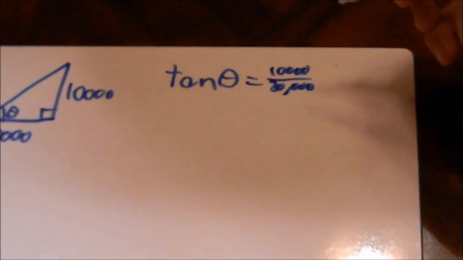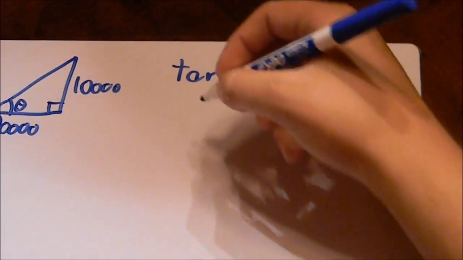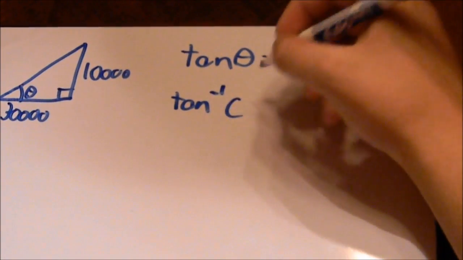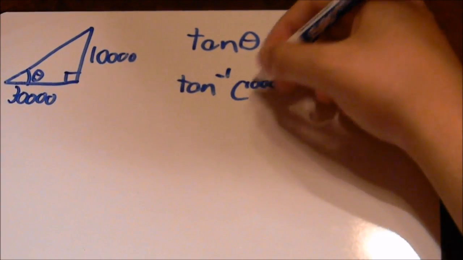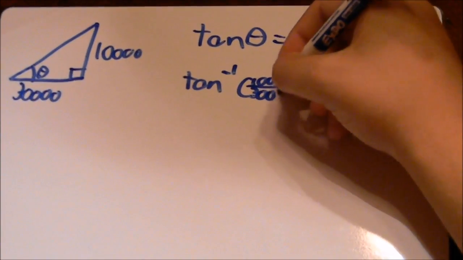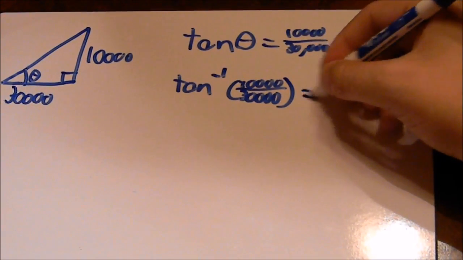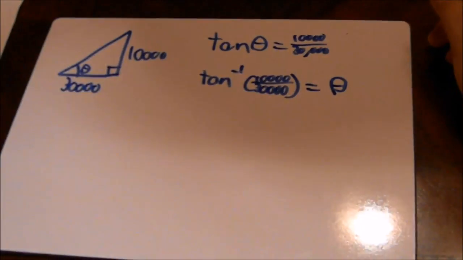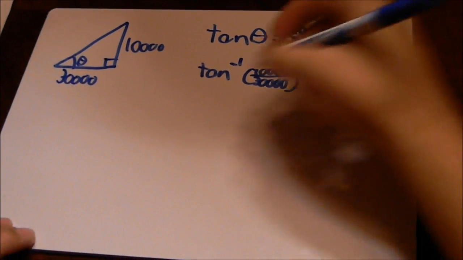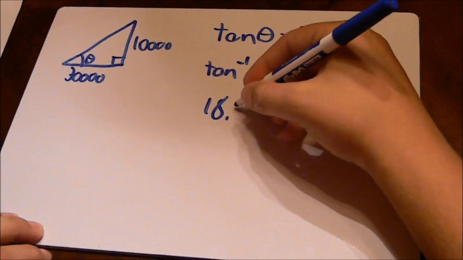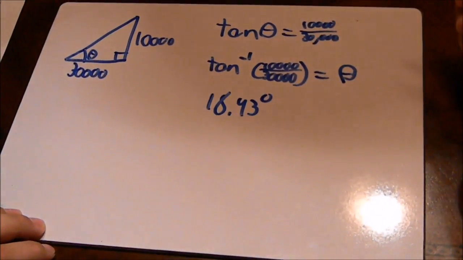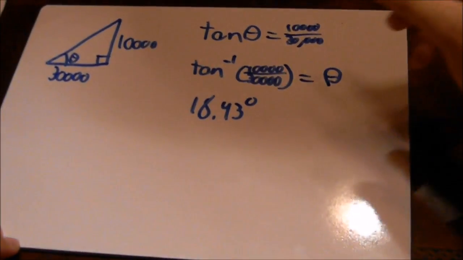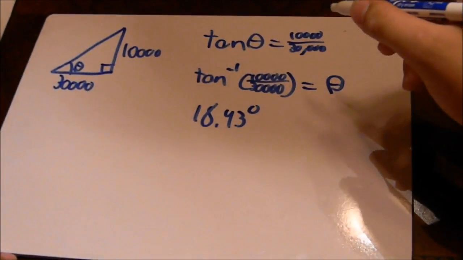And since we can't solve it this way, we're going to have to turn it into an inverse. So this would be tangent to the power of -1 times 10,000 over 30,000 equals theta. And when you plug that into your calculator, you get the answer is 18.43 degrees. So you would have to be looking at an 18.43 degree angle in order to see the top of the volcano from the beach.